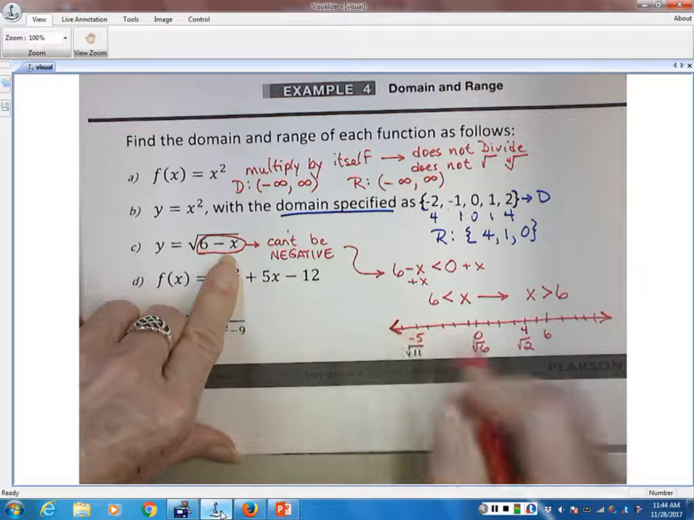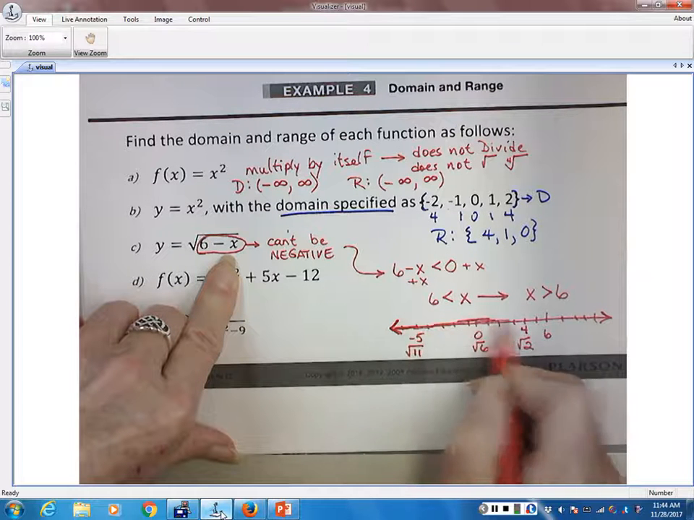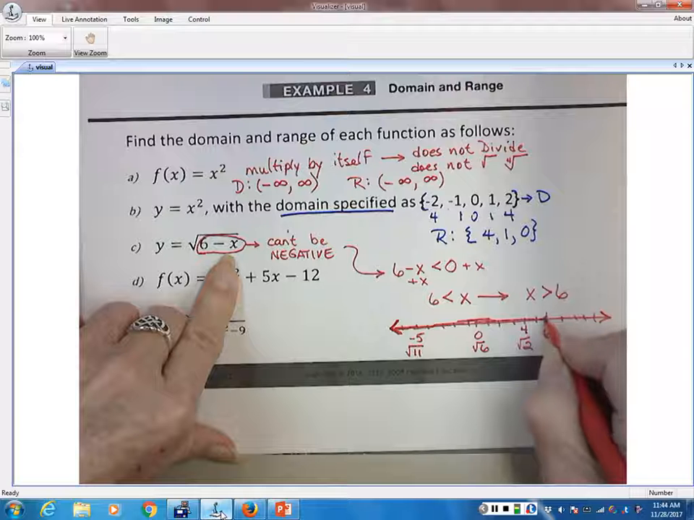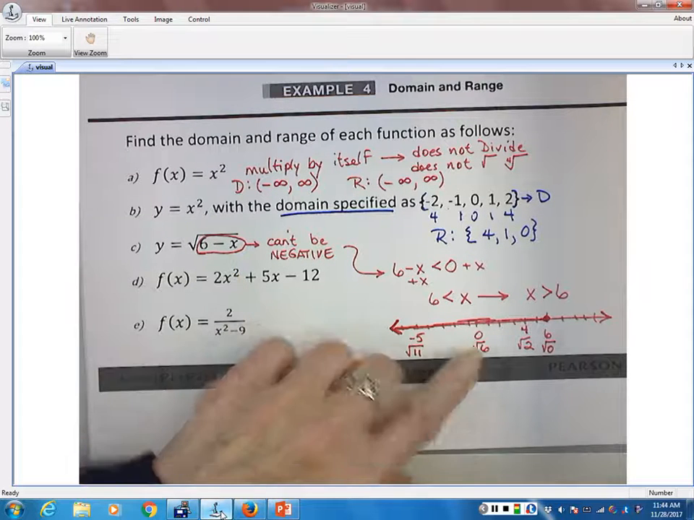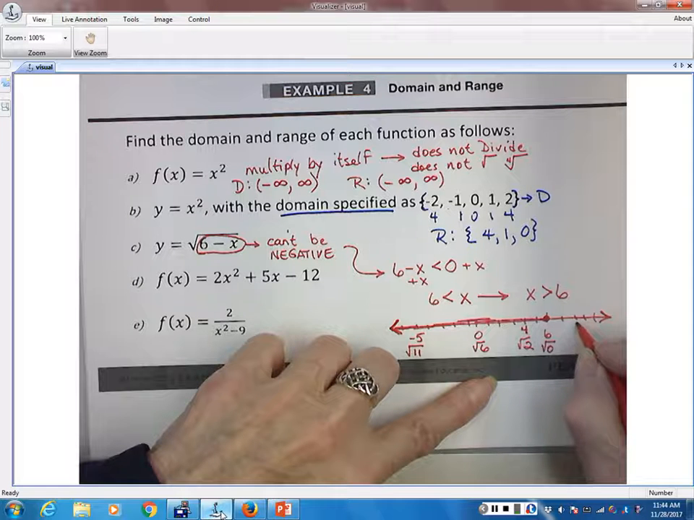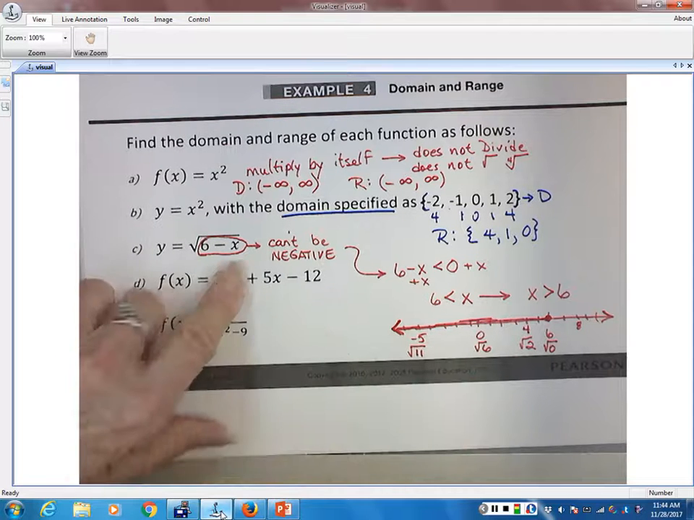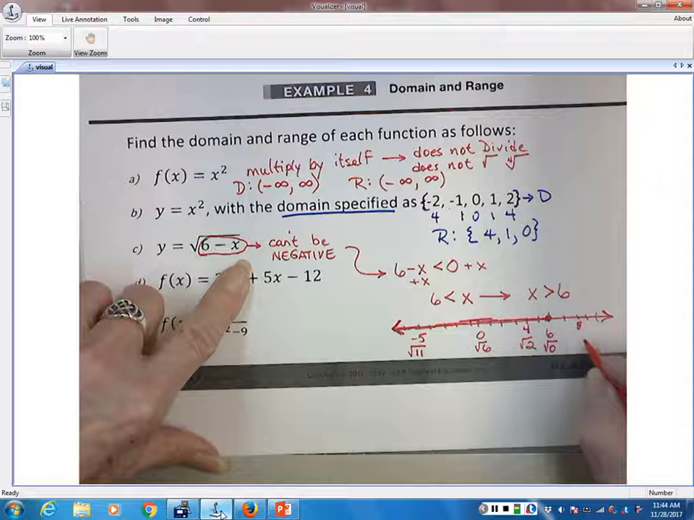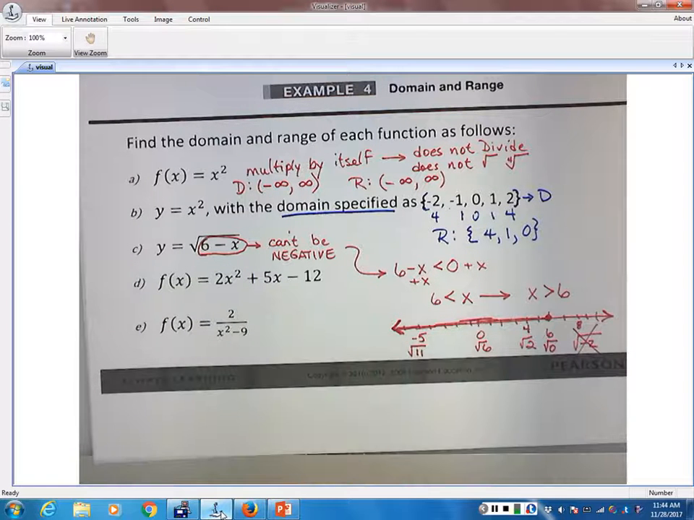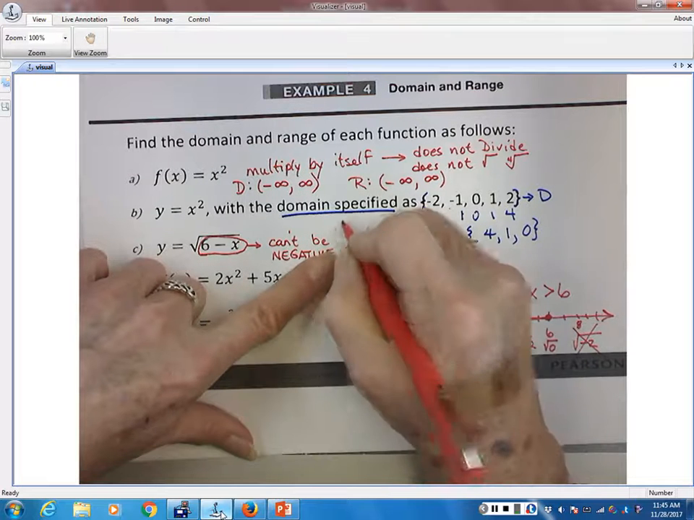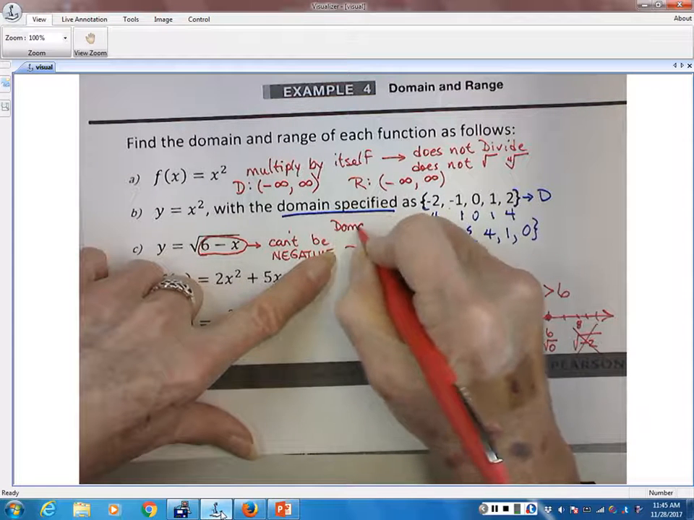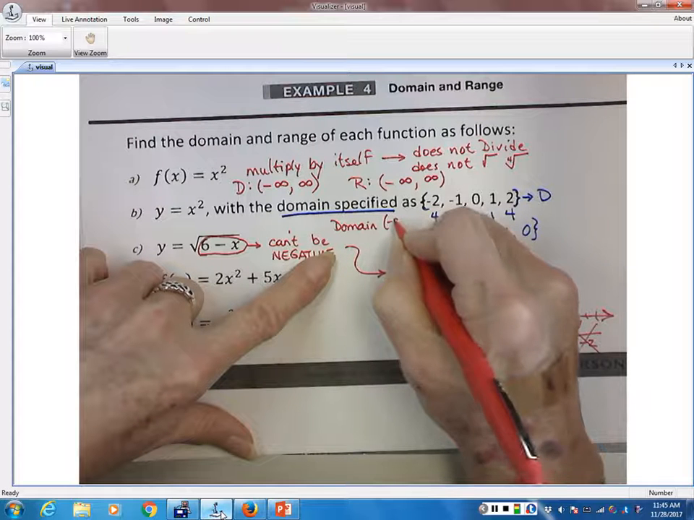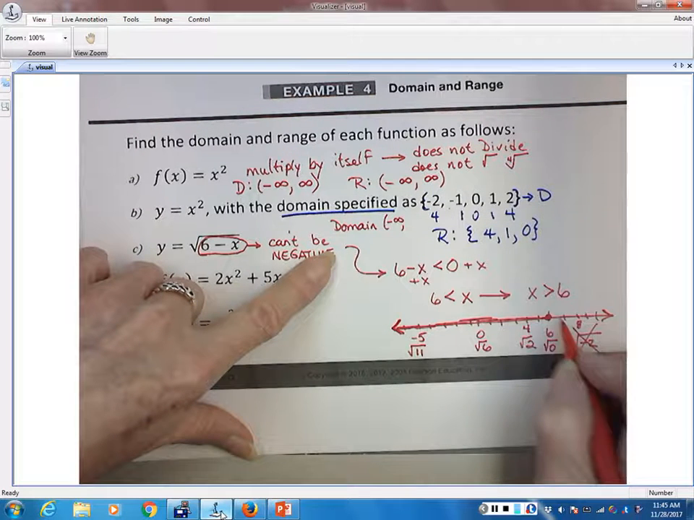So all of these numbers are okay, including 6, because 6 minus 6 has me taking the square root of 0. But what if I were to try to plug in 8? 6 minus 8 is negative 2. Can't do that. Okay? So your domain starts at negative infinity and goes up to and includes the number 6.